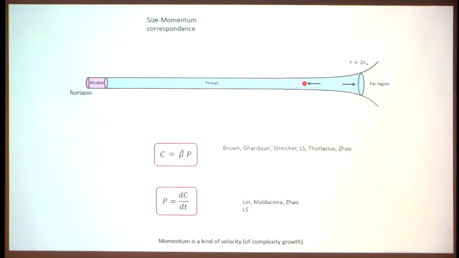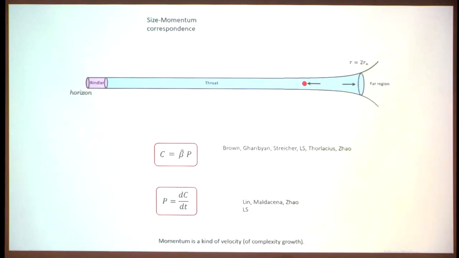Now let's come back to the size-momentum relationship. The size-momentum relationship that we'll use here is based on a guess. It was actually a guess of Ying's, in fact, that I got wrong the first time around. The C stands for size, C-I-Z-E, size, and complexity. Okay, so the guess was that size was proportional to momentum. That's the momentum-size relationship, but with the conversion factor between them, that same beta tilde.